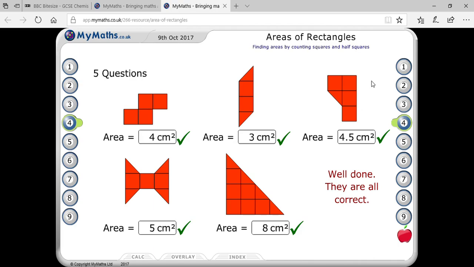Third question. How are we getting 4.5? Actually, basic logic is there. Firstly, you have to count your whole blocks: 1, 2, 3, 4. Now you're seeing that there is a half block. A half block means 0.5. So that's why I'm adding 4 plus 0.5, and that's why I'm getting 4.5. That's it.